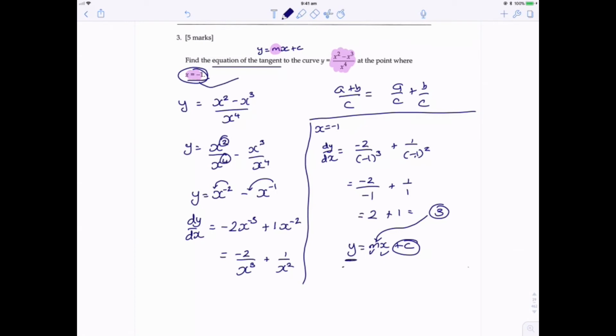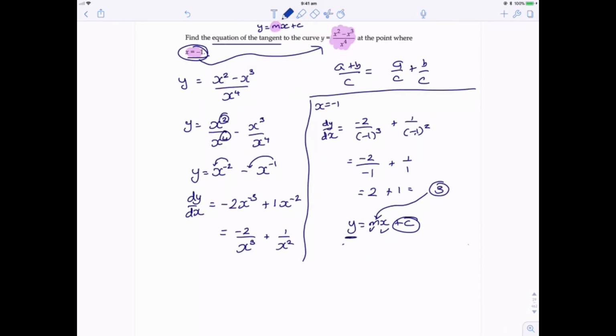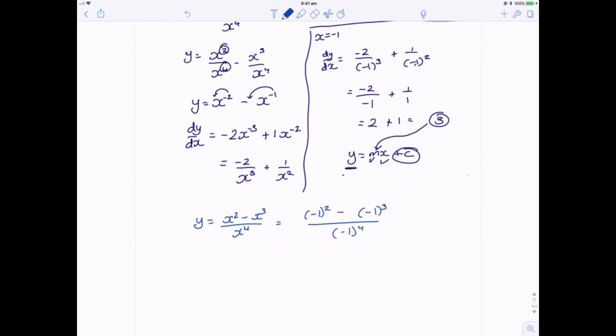In order to do that, we need to put x into our original equation. So we know that y equals x squared minus x cubed on x to the power 4. If we sub in -1, we have -1 squared minus -1 cubed over -1 to the power 4. Remember, when it's an even number, it's positive, so you have 1 minus, when it's an odd number, it's negative, so you have 1 minus -1 on positive 1. 1 take -1 is actually 1 plus 1, which is 2 on 1, which is 2.